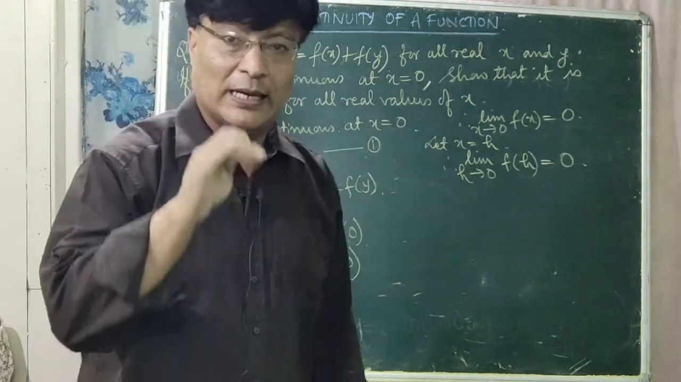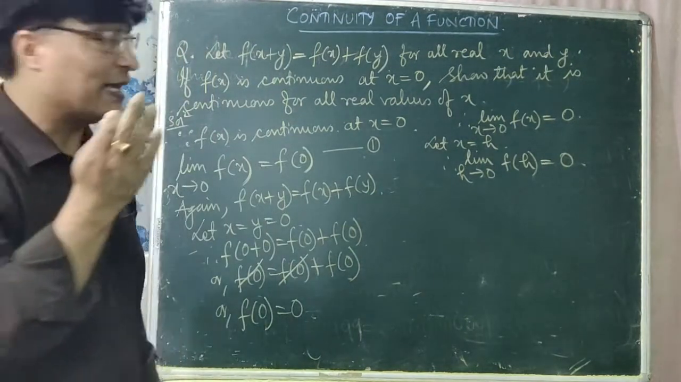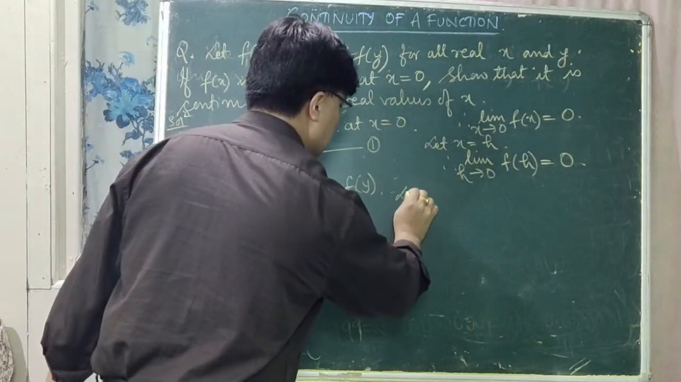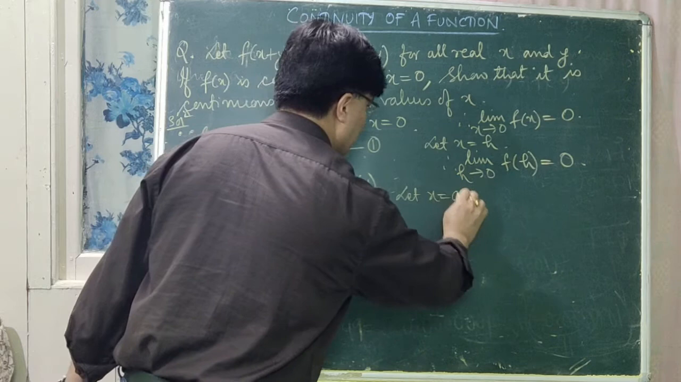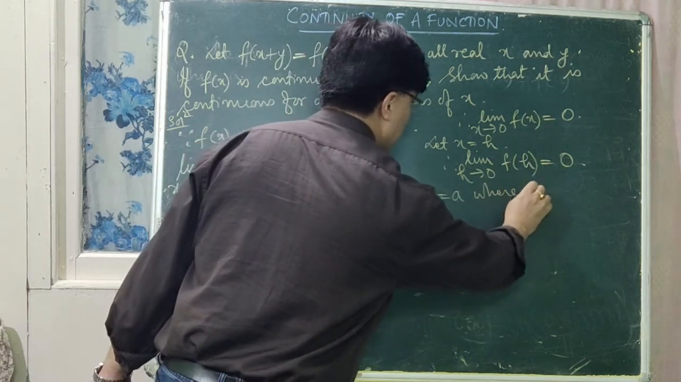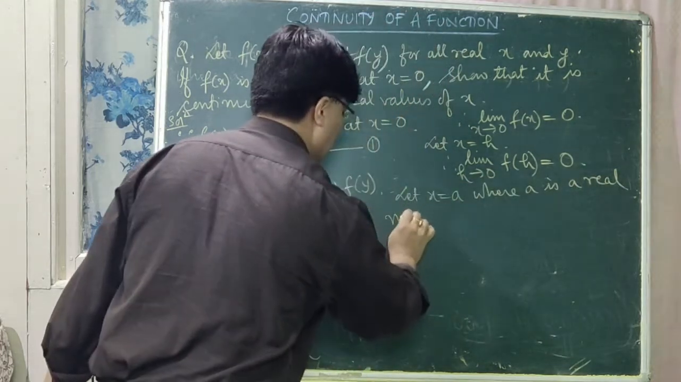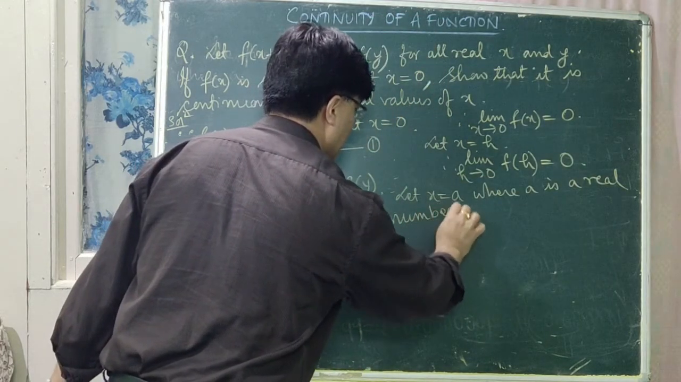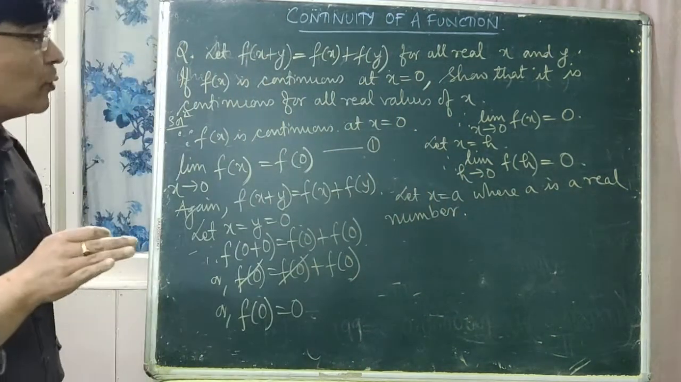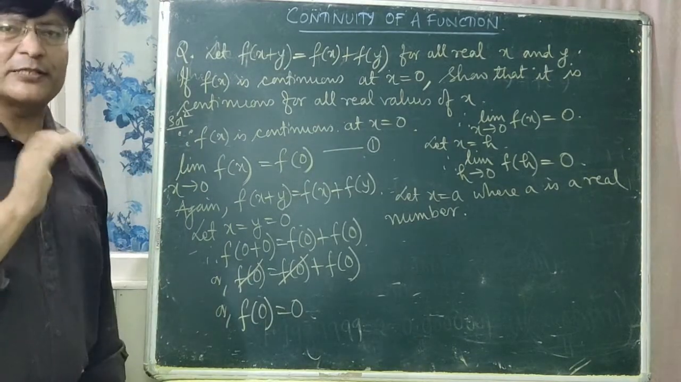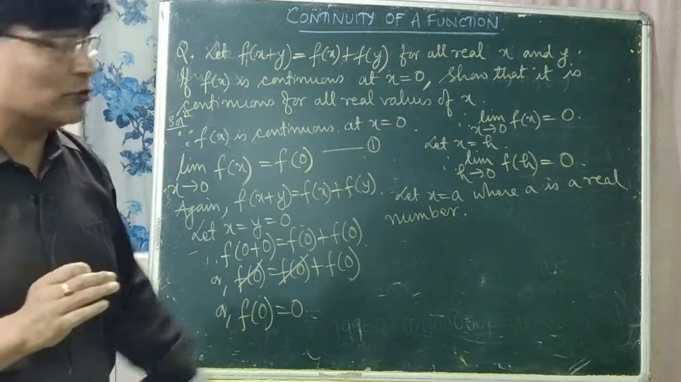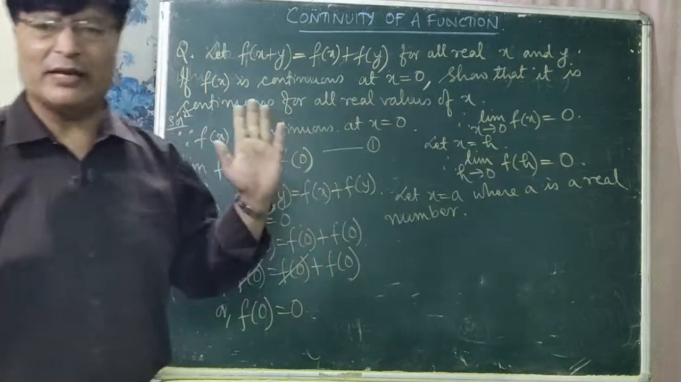Now we have to prove that this f of x is continuous for all real values of x. Let us take the value of x as a. Let x is equal to a, where a is a real number. Is that clear? Now we have to prove that this function f of x is continuous at x is equal to 0, where a is any real value.